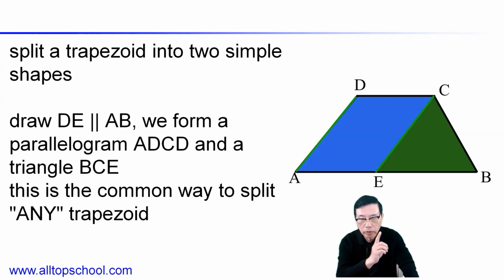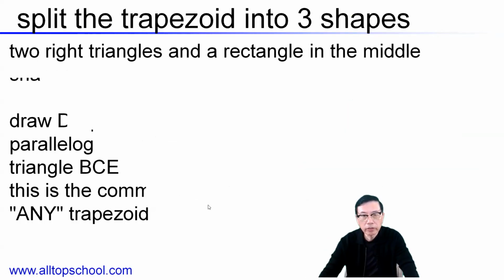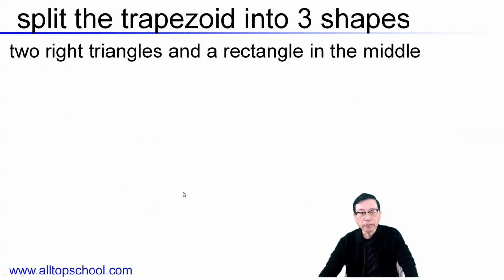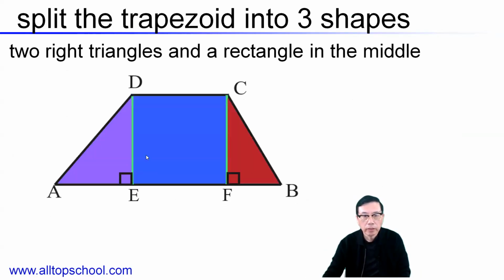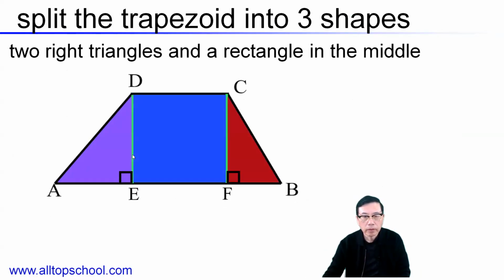So we're going to split into a parallelogram and also a triangle, two different shapes. That's a common strategy. Probably a lot of people are familiar with the other method. They split the trapezoid into three different shapes. Let's take a look at this one. They split this way, into two right triangles, and the middle one is a trapezoid.